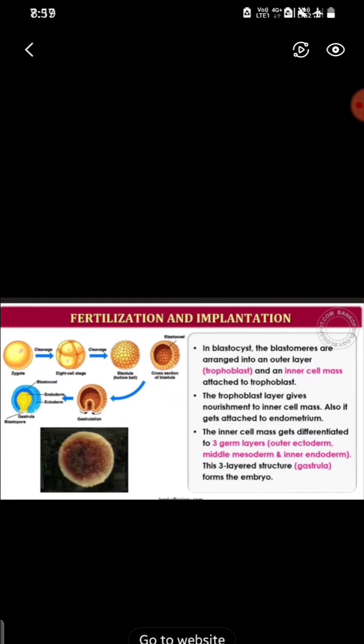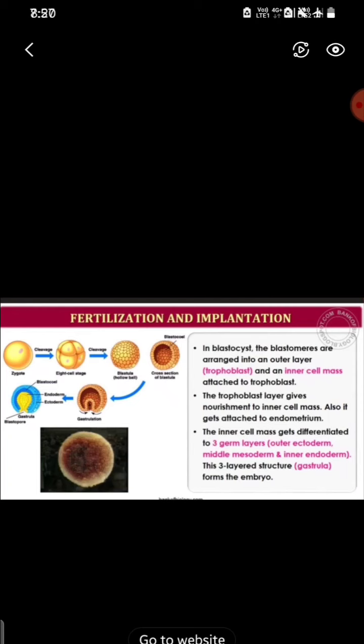We call it the gastrula stage when the 3 germ layers get differentiated. All the remaining body parts will develop from these 3 germ layers only. The outer layer will form some body parts, the middle layer will form other body parts, and then the inner layer. All 3 layers together form all our organs and other body parts. Very important, you have to remember this.